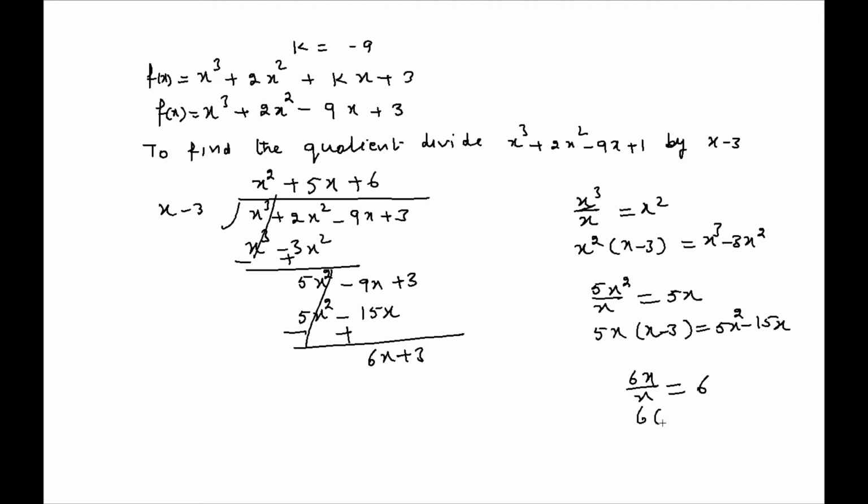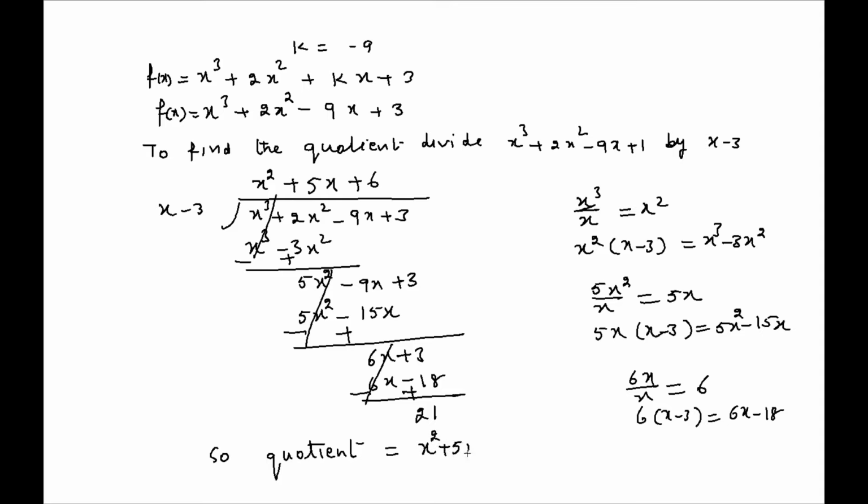So write 6. Multiply 6 with x minus 3. You will have 6x minus 18. Just change the sign. You will have 21 as the remainder. So if we divide the given polynomial by x minus 3, you will have x square plus 5x plus 6 as the quotient.